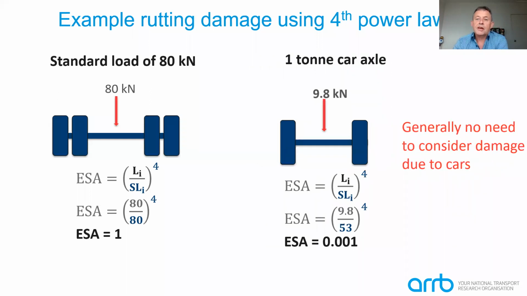And this is another example for a car axle. You can see, because of the low damage that cars cause, we generally don't consider them when we design pavement structures in terms of the thicknesses of layers. A very minor amount of ESAs are produced by car axles.